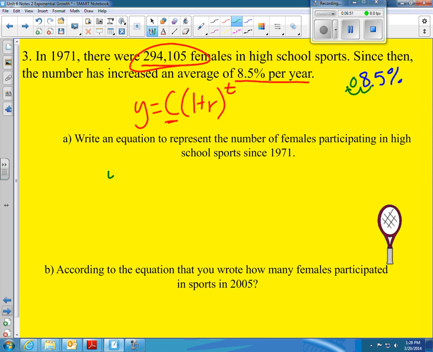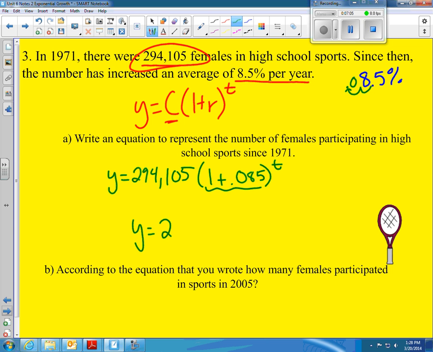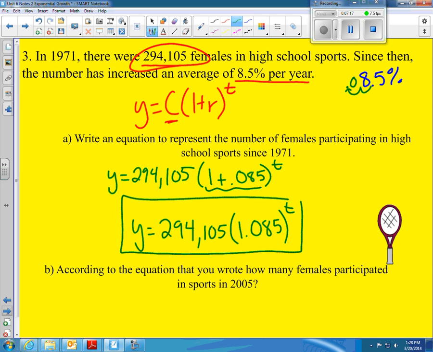Okay, so let's plug in here. y equals 294,105(1 plus 0.085)^t. We're going to simplify by adding. y equals 294,105 times 1.085^t. And there is our equation.